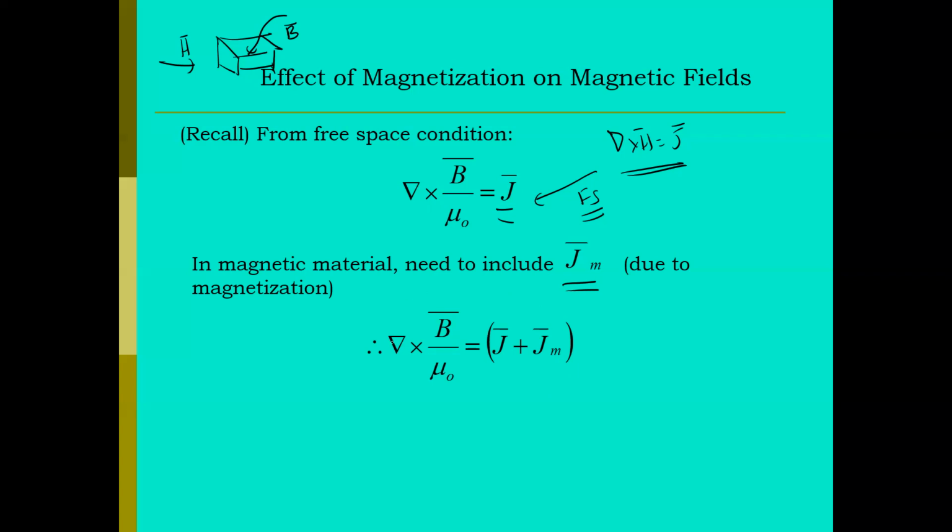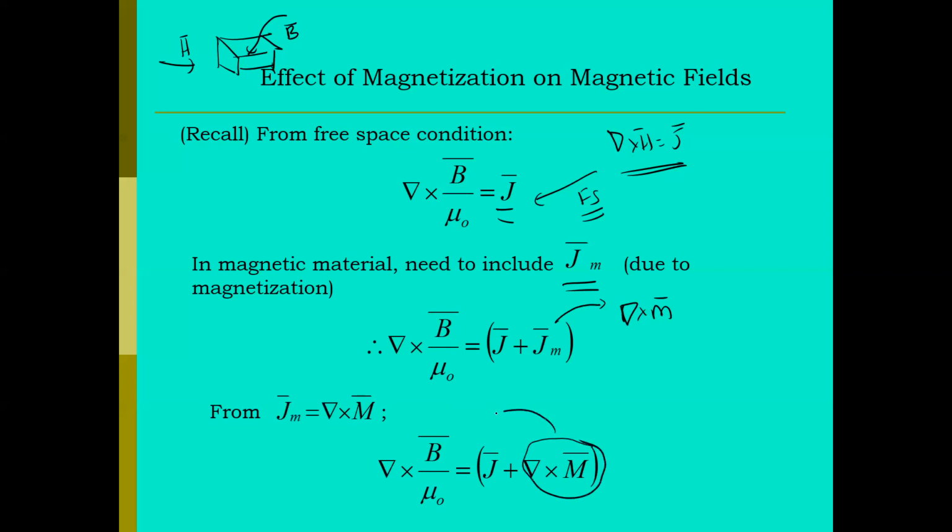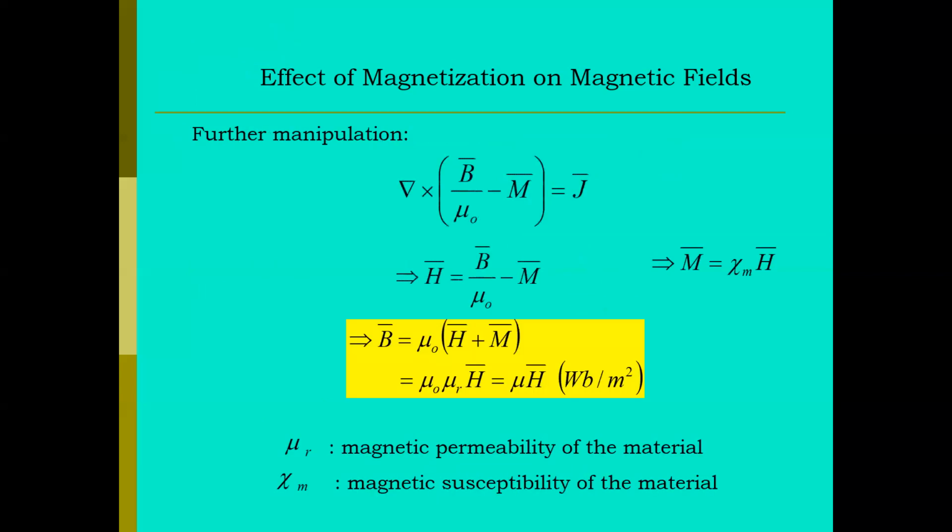Now the equation becomes like this, where the curl of B over mu naught will be equal to the summation of J vector plus Jm. We have learned before that Jm is written as the curl of M vector, the curl of the magnetization vector. As such, the curl of M can be brought to the left-hand side, and we have the curl of B over mu naught minus the M vector equals J.